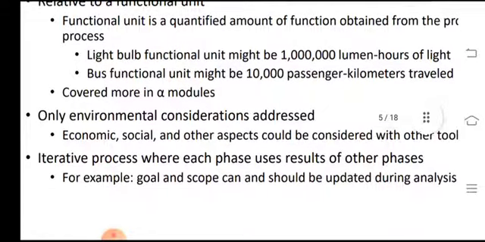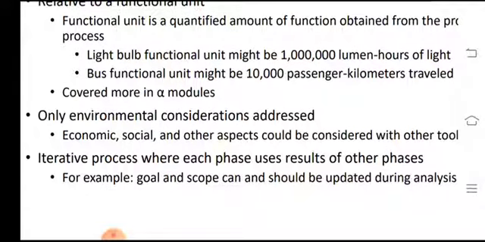Then only environmental consideration is addressed. As we talked earlier, we will be only talking about the environmental performance. No economy, no social impact and other impact, nothing will be included in LCA, life cycle assessment. Only the environmental life of any product or a structure or a unit or a service will be included.